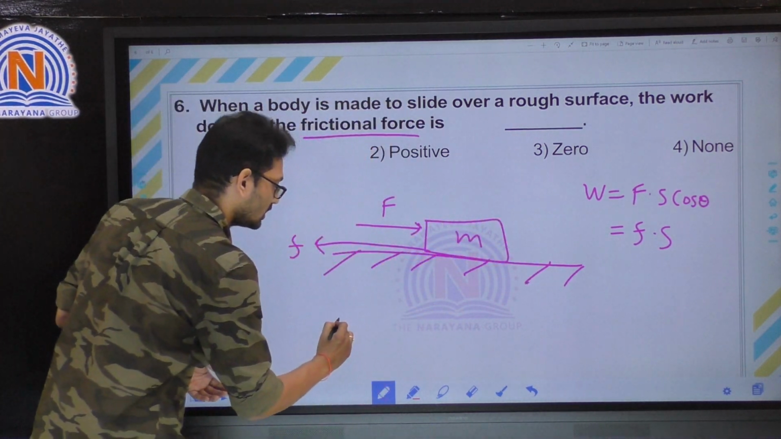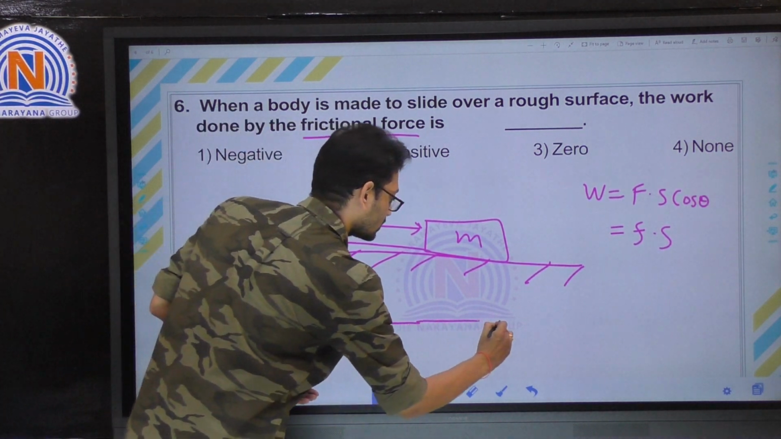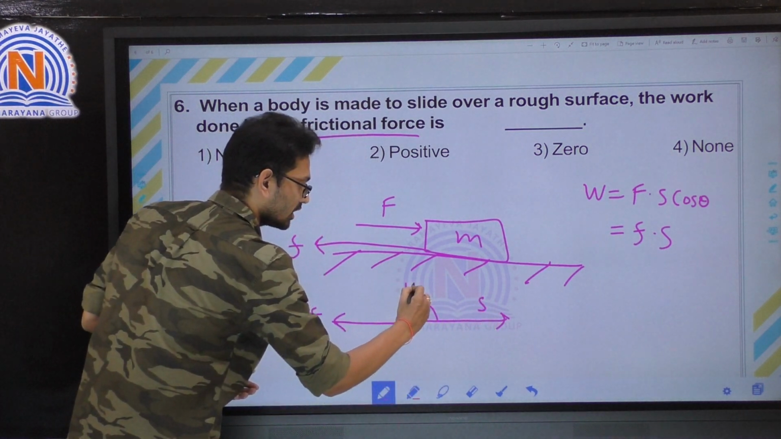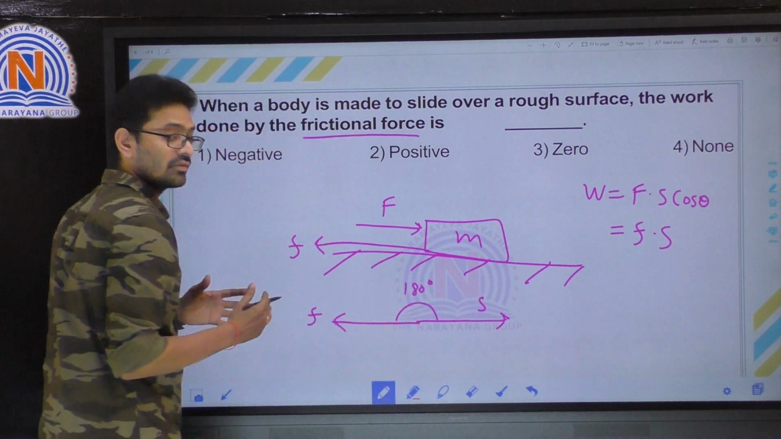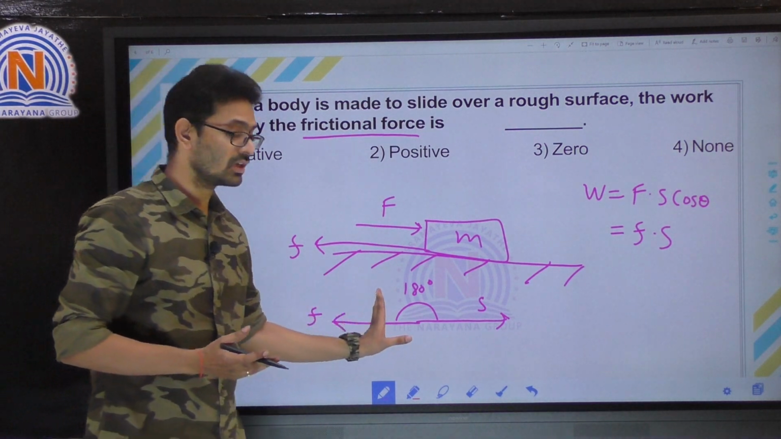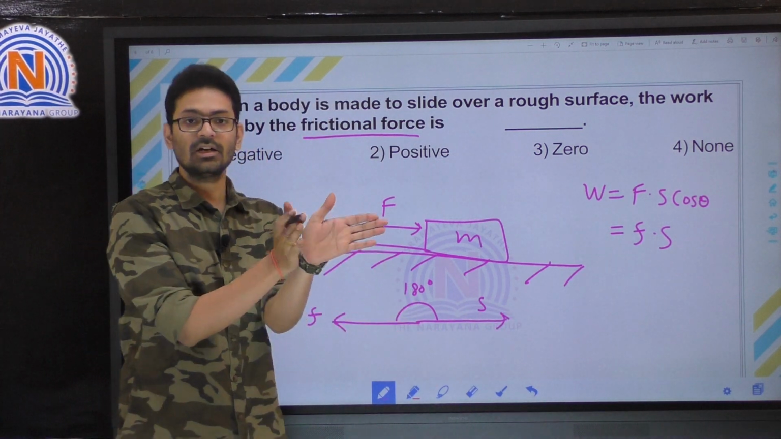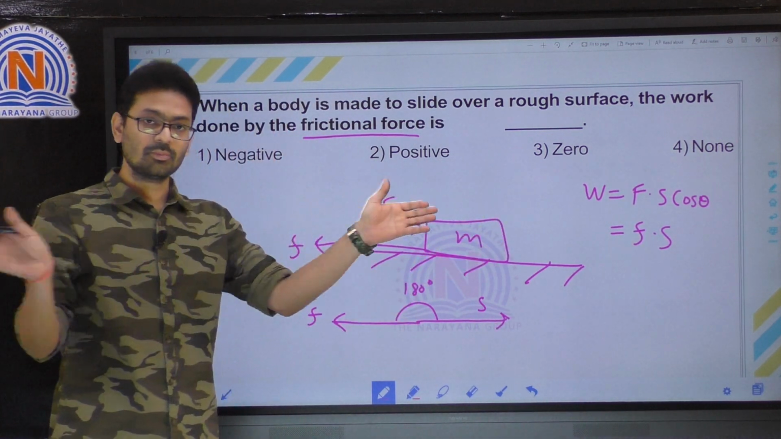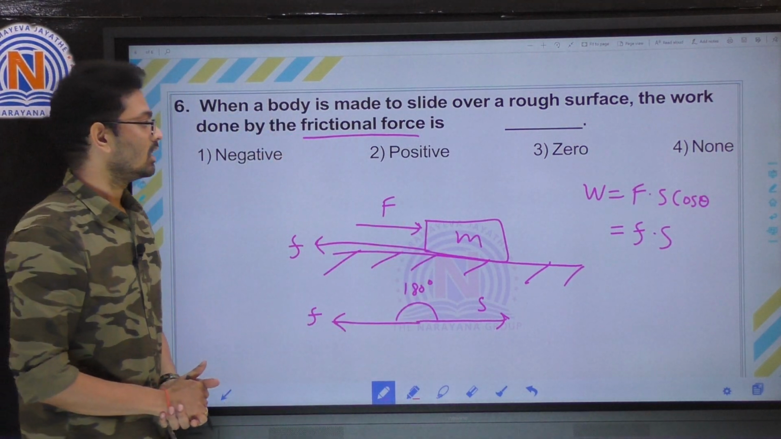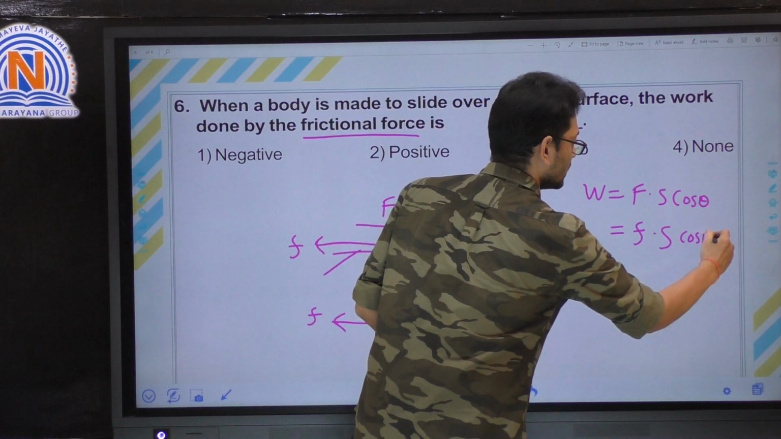If you are applying force that side and the block is moving, the frictional force will be in the opposite direction. So let us draw it in vector form. Let us take this as the frictional force. The block displacement is moving that side. Let us take this as S. The angle between them is 180 degrees, because the frictional force is acting in this way and the body of mass m is moving that side. So F and S are in opposite directions, and the angle between them is 180 degrees. Now let us take cos 180 degrees.